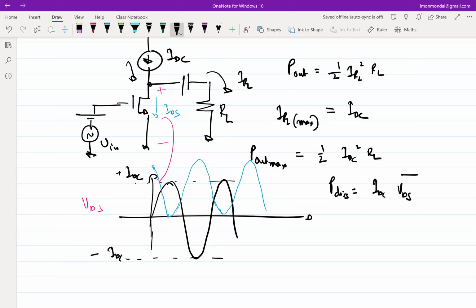Which is equal to, under this condition, this goes to 0, right? So when IDS is maximum, what will be VDS? Okay, tell me this thing. When IDS is minimum, when IDS is 0, what will be VDS?